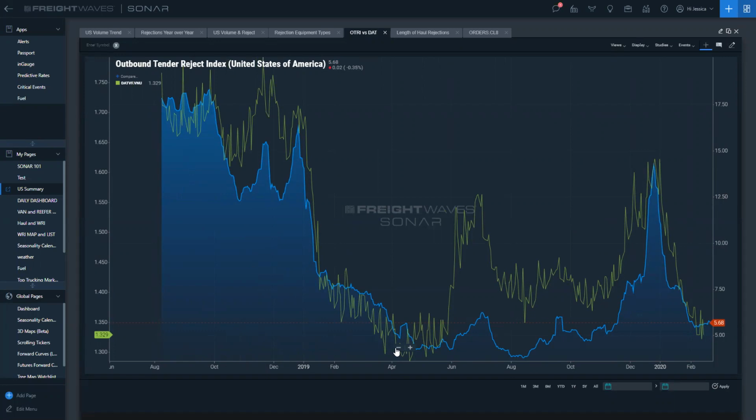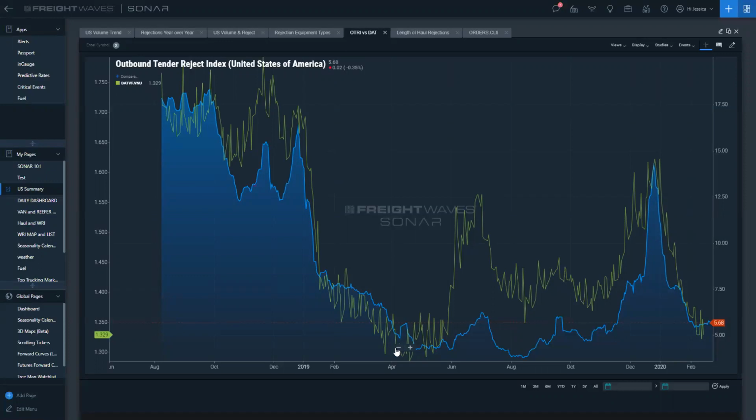I have this compared to our national spot rate, rate per mile, I'm sorry, not an index. This is line haul only. This is no fuel, no accessorials, and this is taken from DAT. So our most recent data point is on the left-hand side. It says $1.32 for DAT. And on the right-hand side is our outbound tender reject index at 5.68% rejection rate.